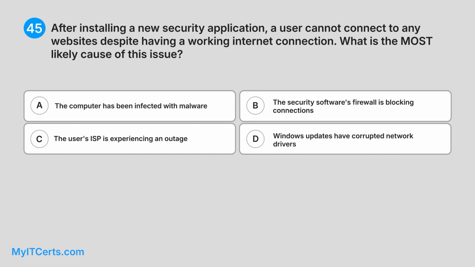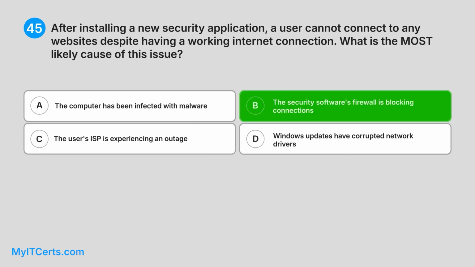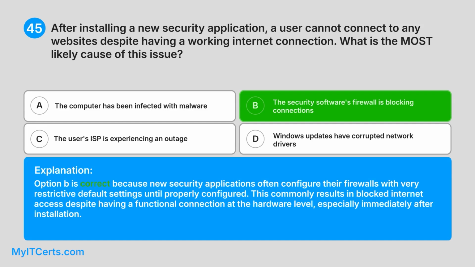Correct answer: B. The security software's firewall is blocking connections. Explanation: Option B is correct because new security applications often configure their firewalls with very restrictive default settings until properly configured. This commonly results in blocked internet access, despite having a functional connection at the hardware level, especially immediately after installation.